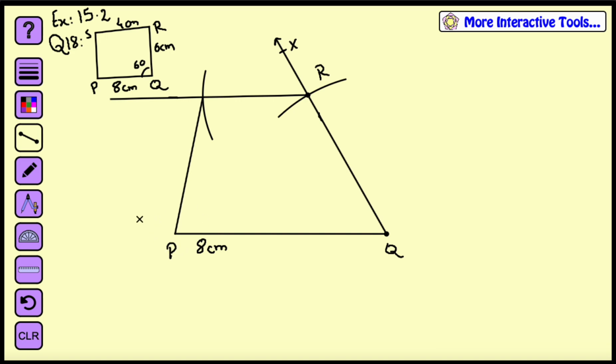So you will get what? This trapezium is named PQRS. This Q is 60 degree, and this one is 120. Why? Because trapezium's adjacent angles are supplementary, so this one will be 120 and this point is S. So we have completed the construction.